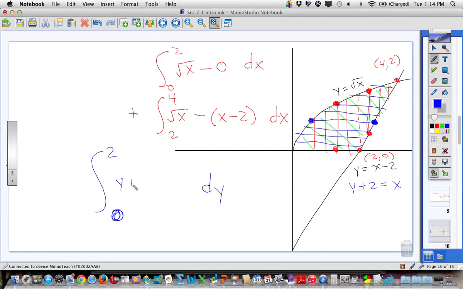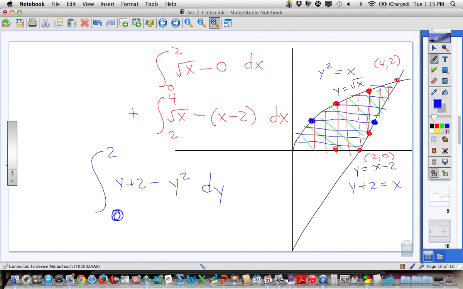So we would take y plus 2 minus, what's the x value of this? We'd have to solve for x, and we get x equals y squared. So the x value of the parabola is y squared. So we would have that right there. So there you go, you could do it in the red. Type that in your calculator, you'll get an answer. Do it with horizontal strips, type that in your calculator, you'll get the same answer because it's the same region.